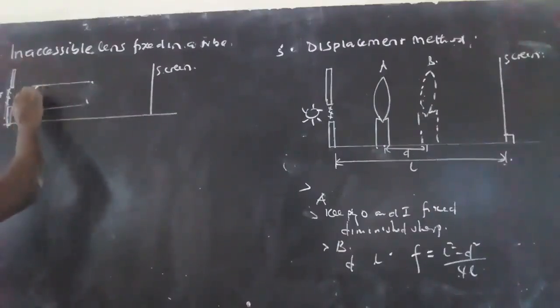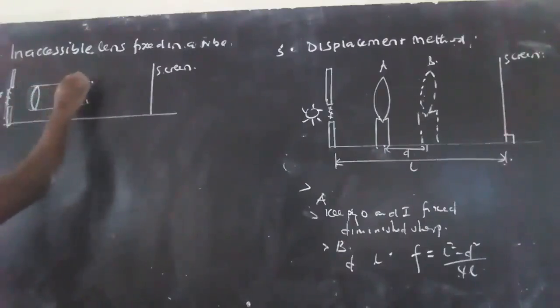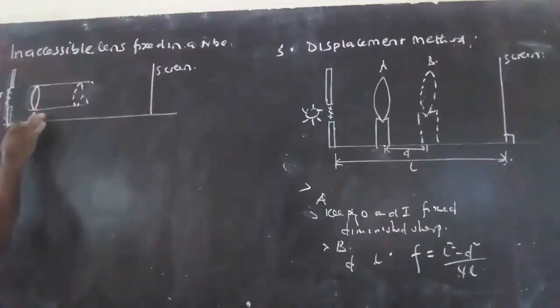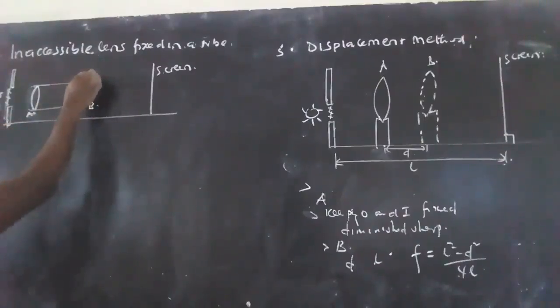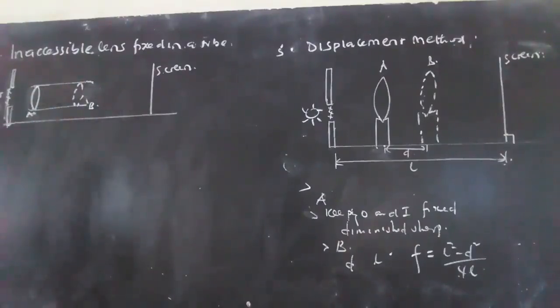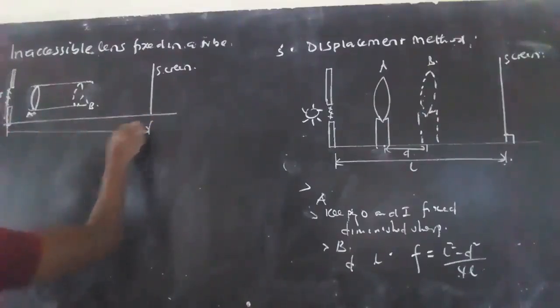So we have this one, like that one. This end is A, this end is B. So we shall say the experiment is set as shown above.